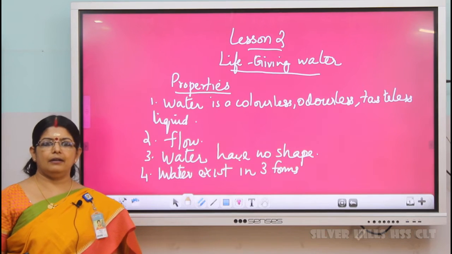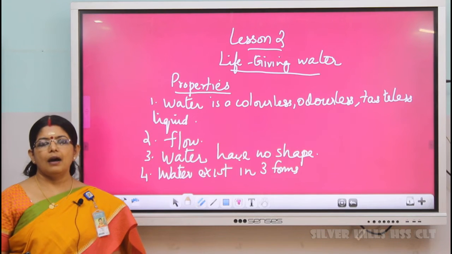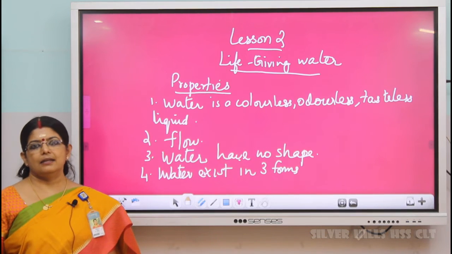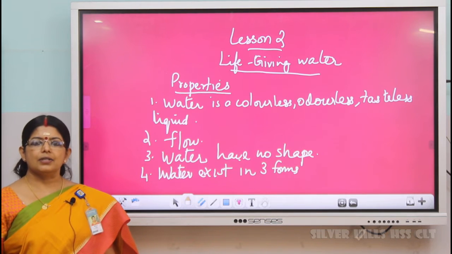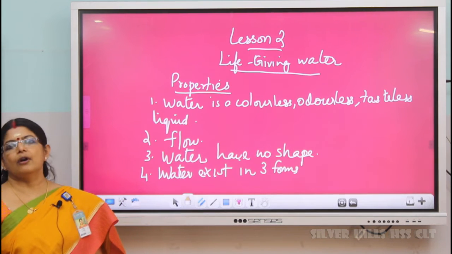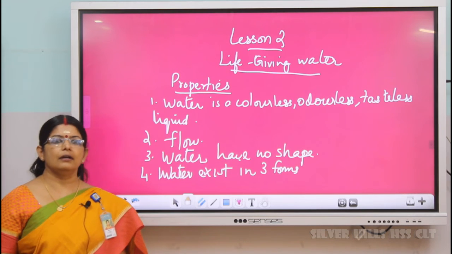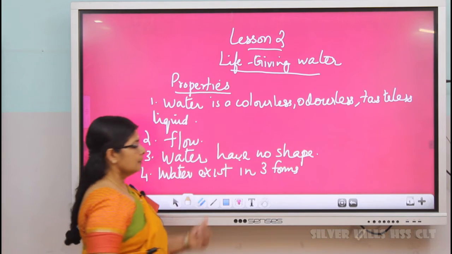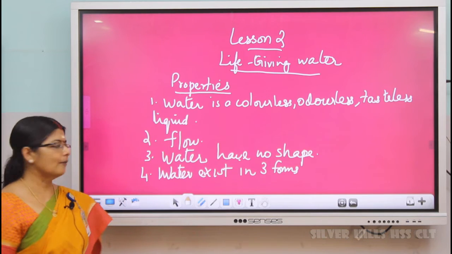For example, if we take a little water and keep it in the refrigerator, it changes into ice, and that is the solid form of water. Then if we keep ice outside for some time, what will happen? It will change into water, which is the liquid form. Then if we boil water, it forms water vapor. So water exists in three forms: solid ice, liquid water and gas water vapor.